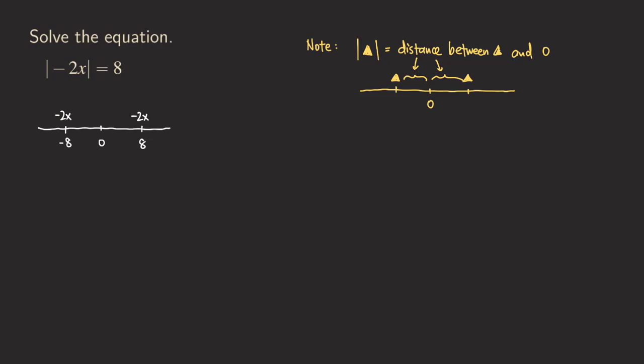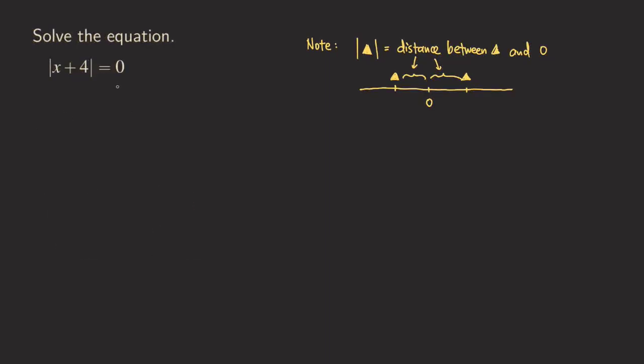Now we have two equations. One of them is negative 2x is equal to negative 8, and the other one is negative 2x is equal to 8. Solving each equation, one of them gives us 4. The other one, we have negative 4. And so those would be our final answers. Now let's see another example.